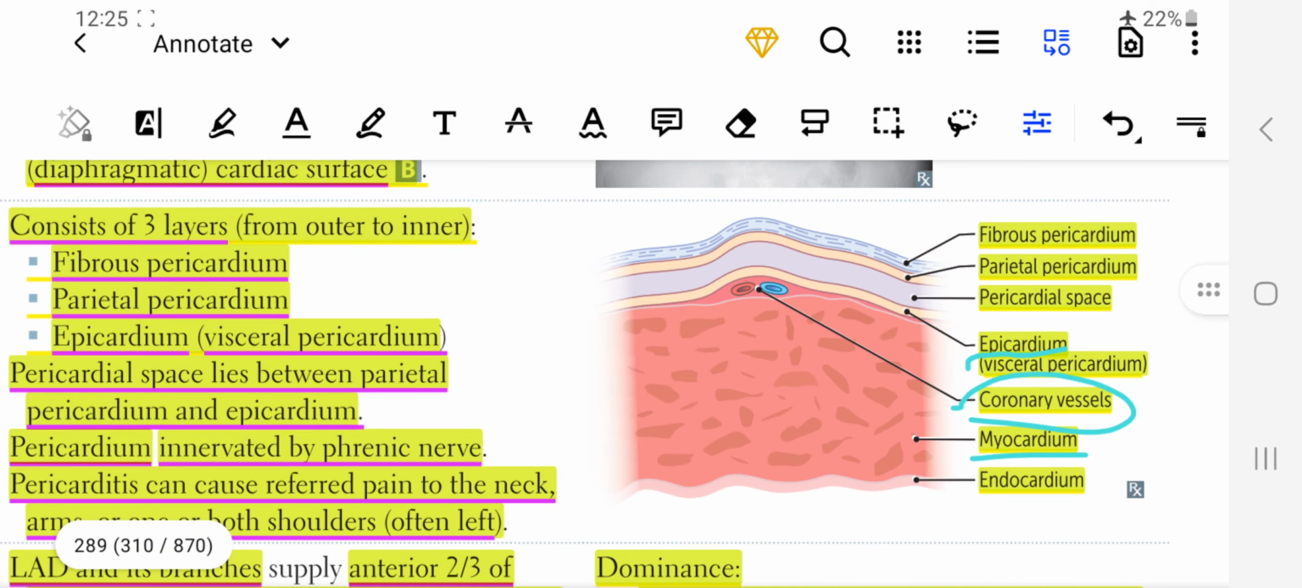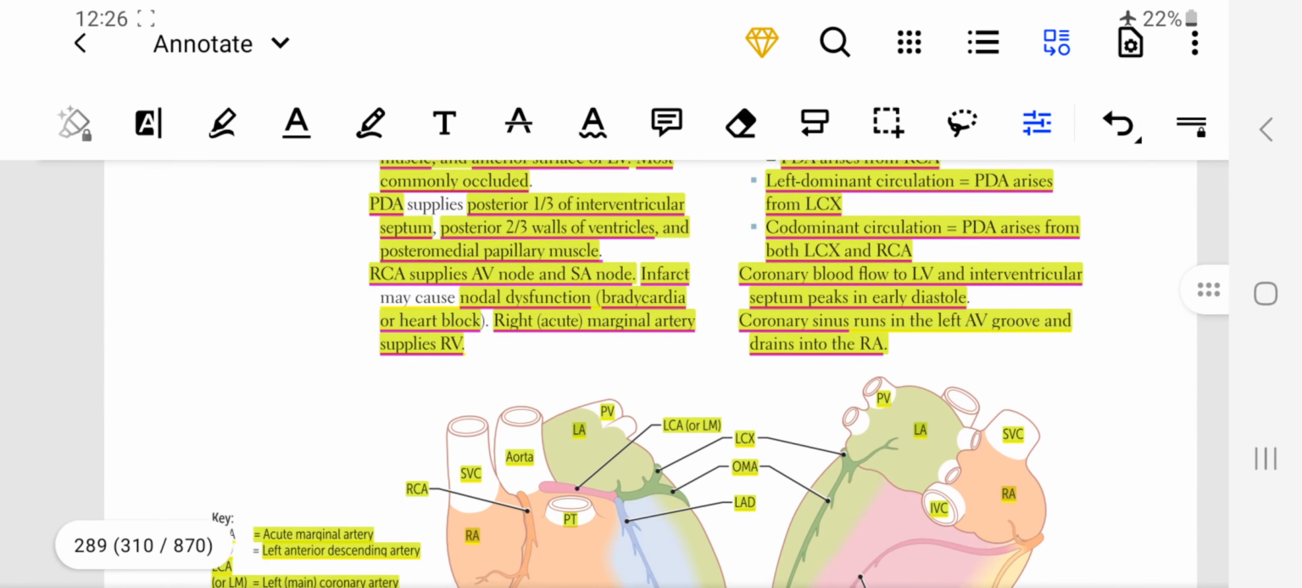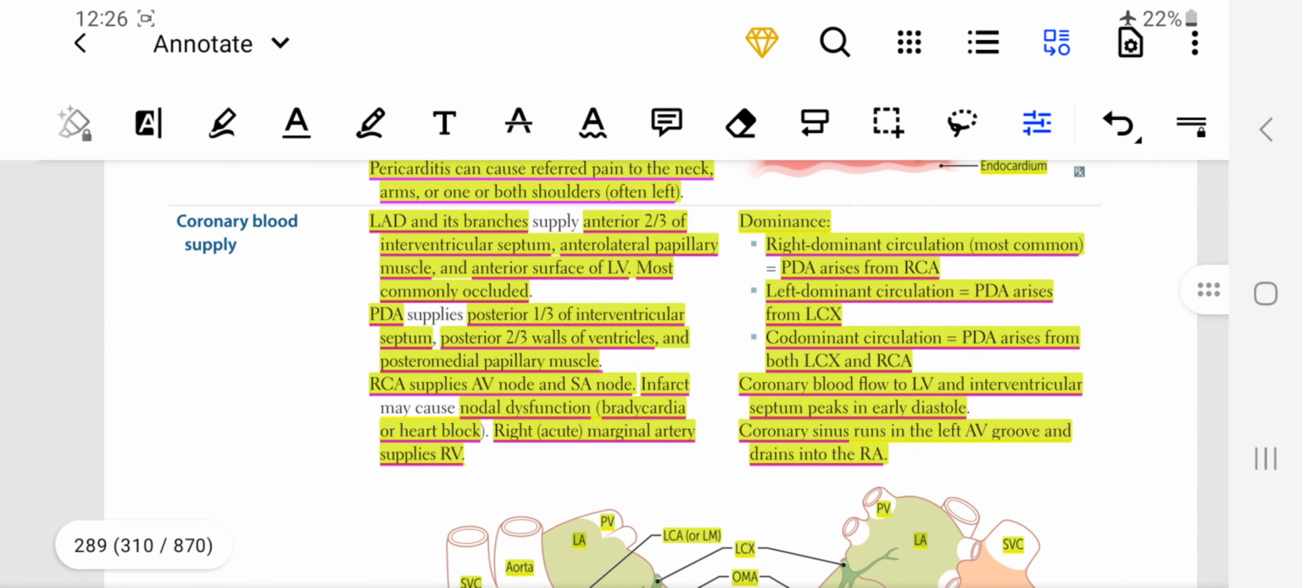So fibrous pericardium, parietal pericardium, then we have pericardial space between parietal and visceral pericardium. Then we have epicardium. Then we have coronary vessels and myocardium. So coronary vessels are located between epicardium and myocardium, while pericardial space is located between epicardium and parietal pericardium. Right? This is important.